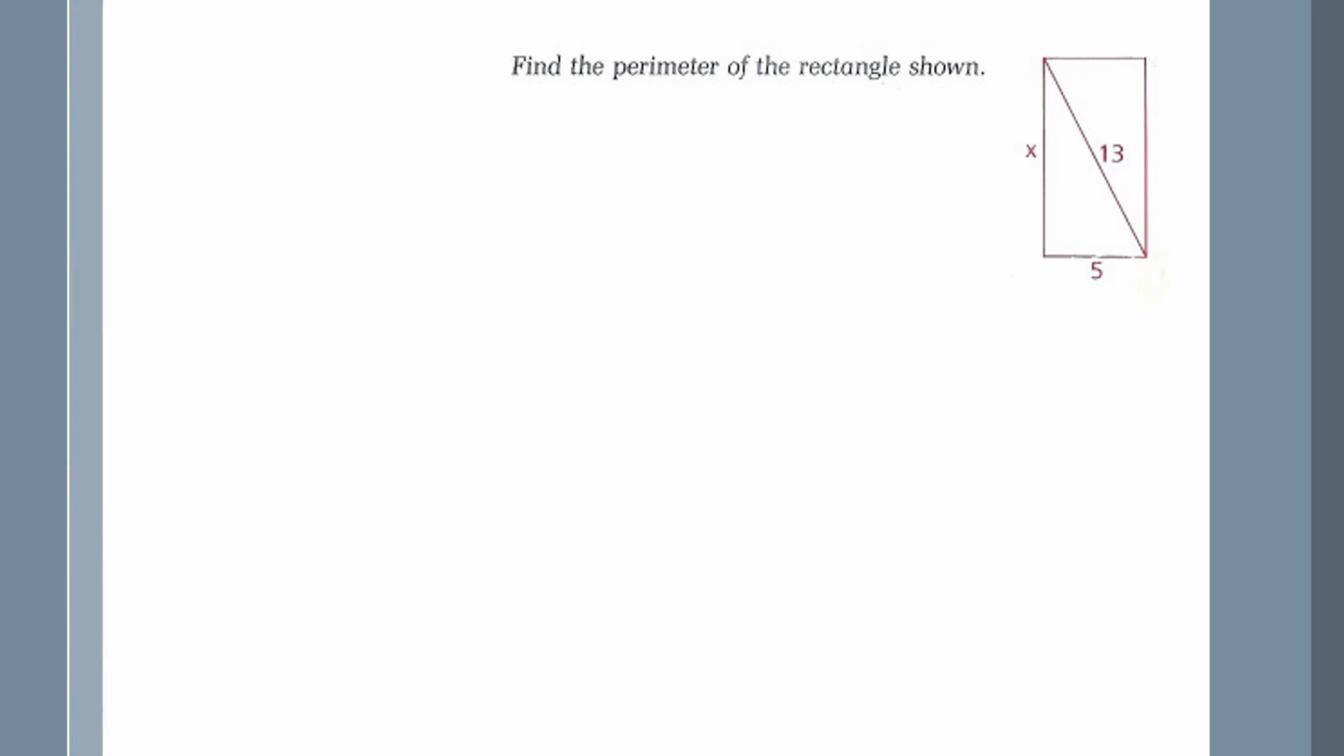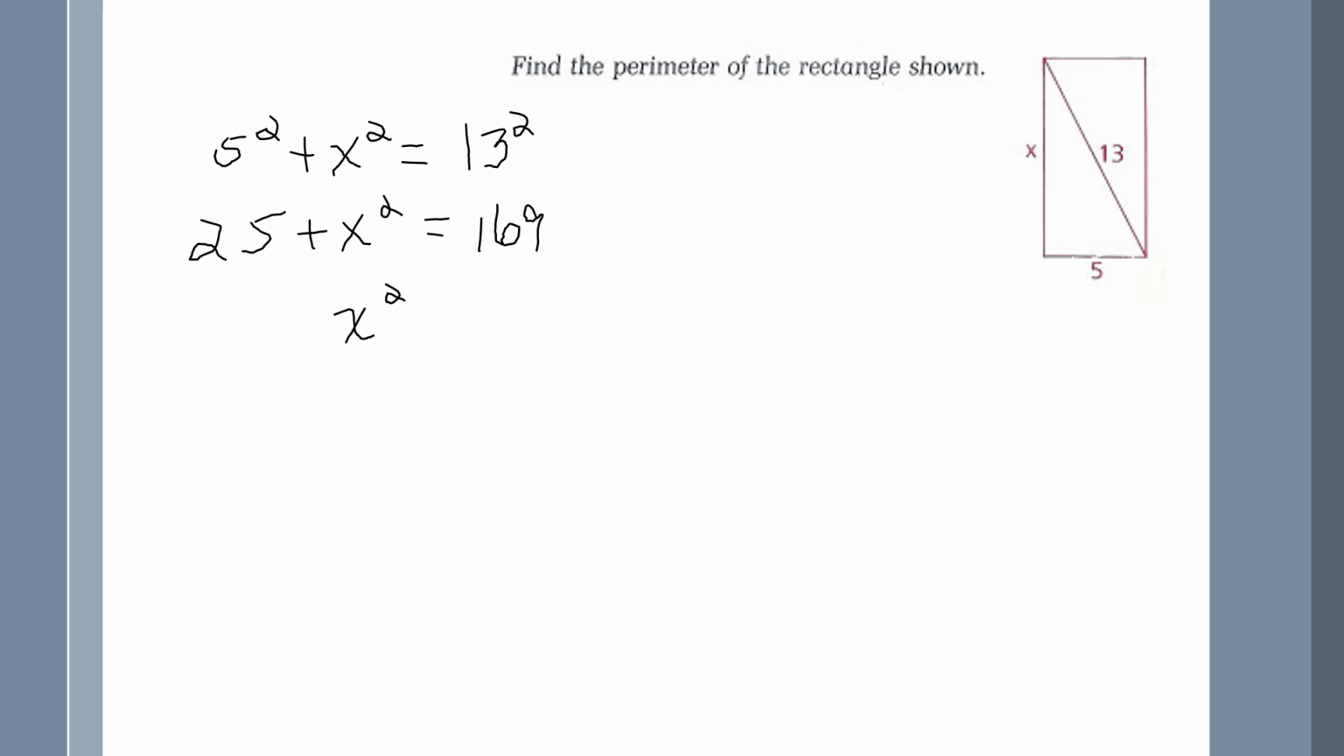Find the perimeter of the rectangle shown. Well, of course, can we do a Pythagorean triple? Yeah, but let's do it longhand just so we can get a little practice in here. So we've got 5 squared plus x squared equals 13 squared. So 25 plus x squared will equal 169. X squared equals 144. So lo and behold, x is equal to 12. So this is 12, this is 5, and this is 12. So the total distance around is 34, the perimeter, right?